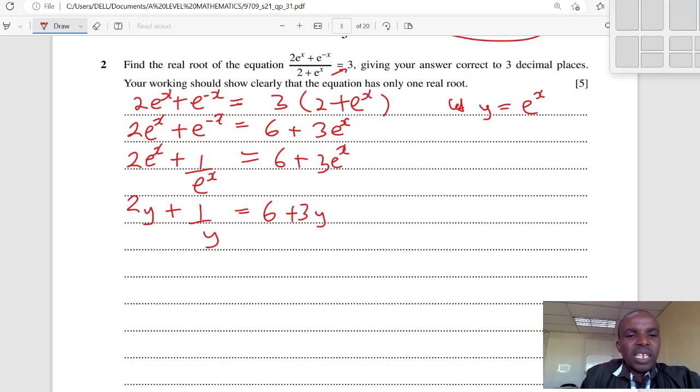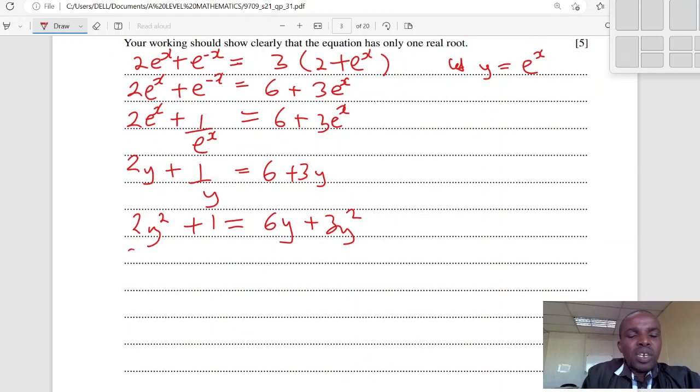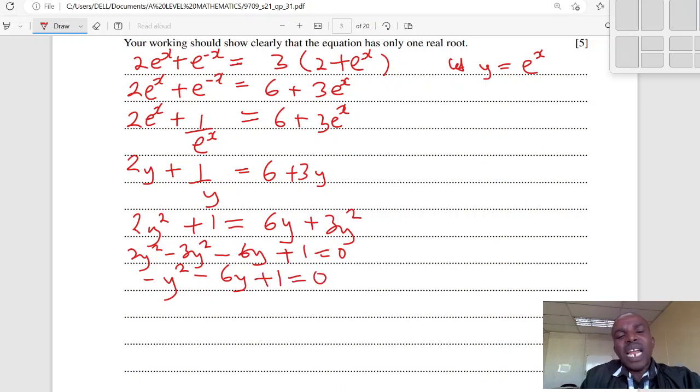2y times y is 2y squared. Then 1 over y times y is plus 1, equals 6 times y is 6y, plus 3y times y is 3y squared, like this. Then I can take everything to the left side of my equal sign. It will be 2y squared minus 3y squared, then minus 6y plus 1 equals 0. I'm expressing it as a quadratic equation. Here you get negative y squared minus 6y, then plus 1 equals 0, like this.